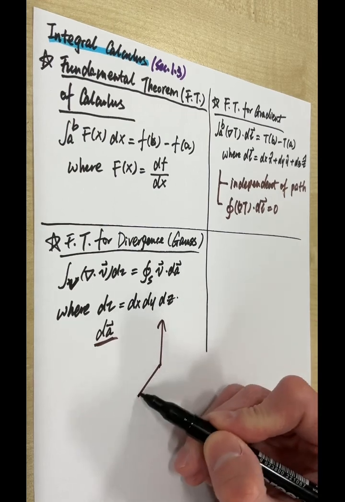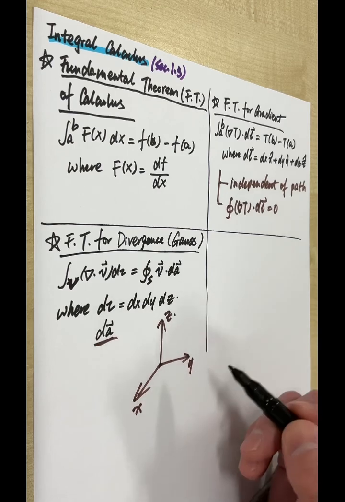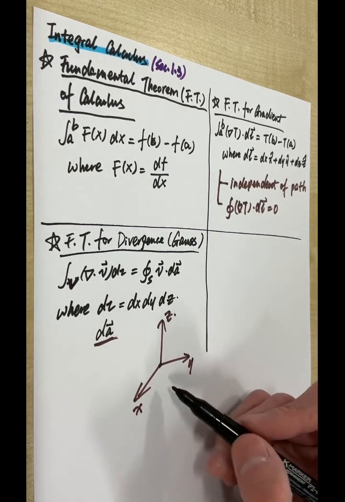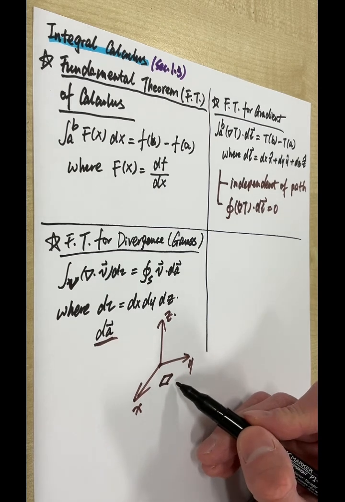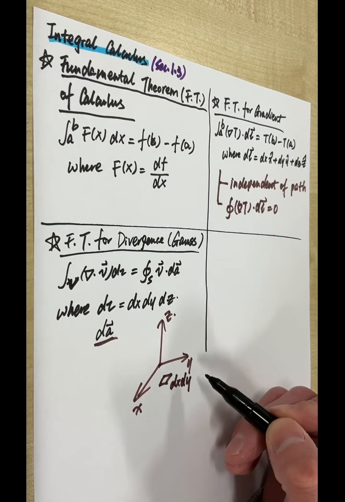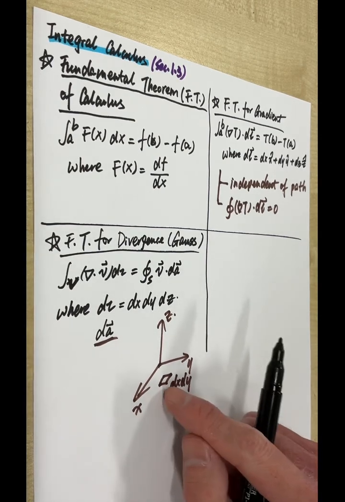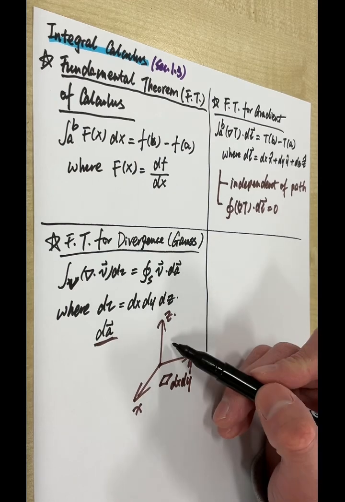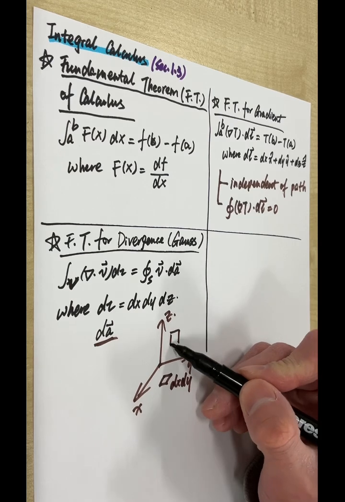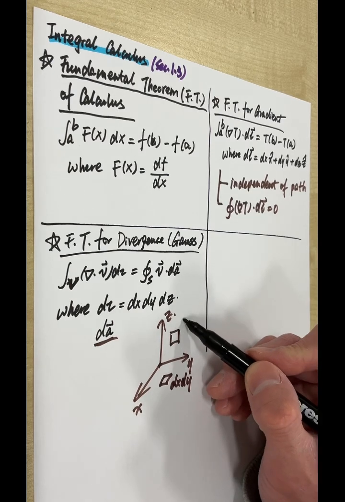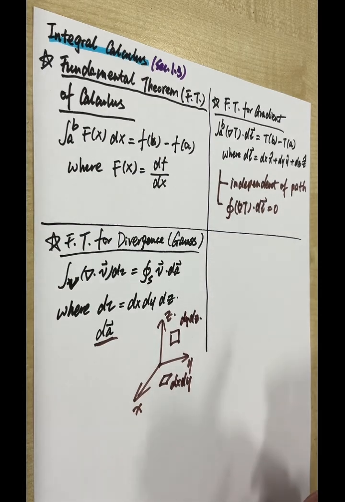For example, if I have x, y, z, and you are going to do the surface integral on the xy plane, then dA equals dx dy, and the direction is perpendicular to the surface. If you are going to do the surface integral on the yz plane, then dA equals dy dz. The direction is perpendicular to the surface.